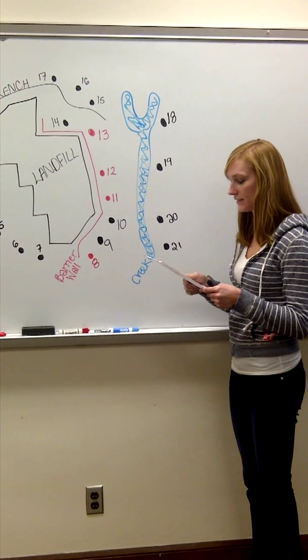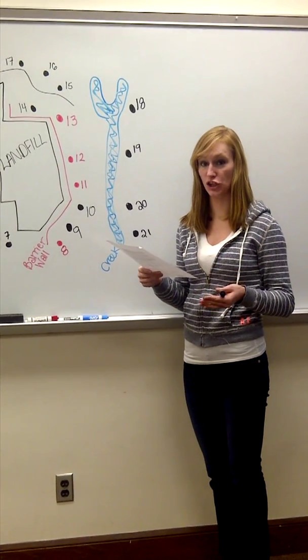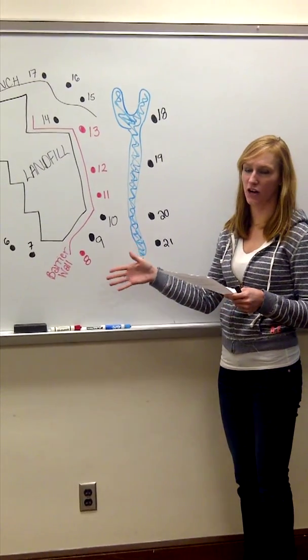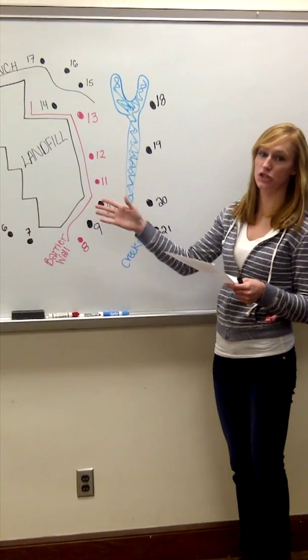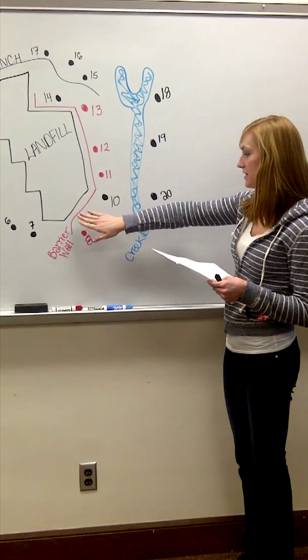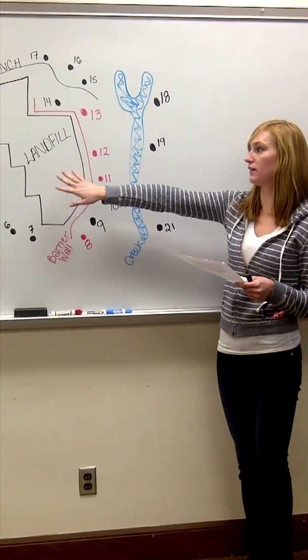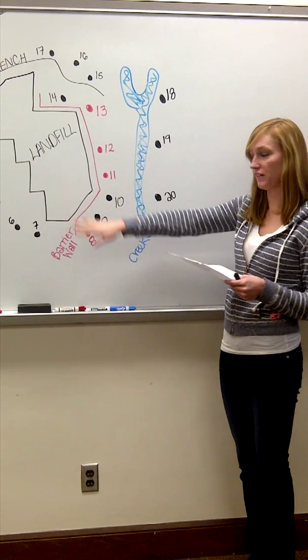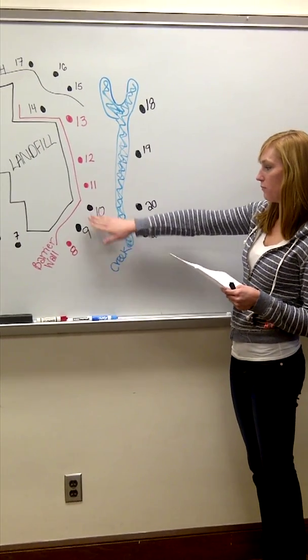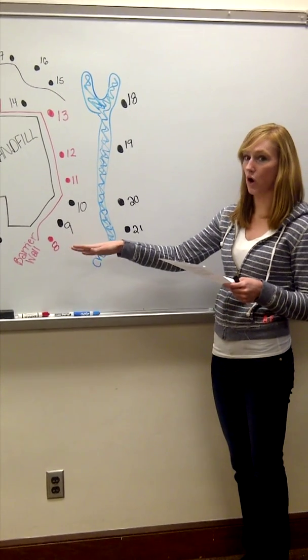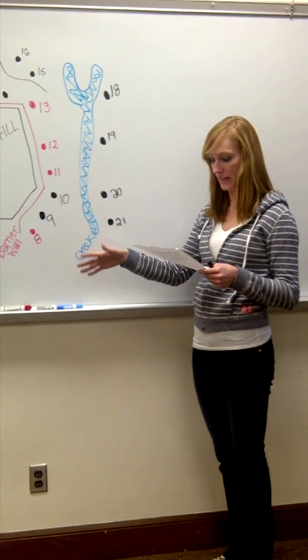So part A asks, what does the test indicate to you? Simply looking at the diagram, you can tell that what the test indicates is the barrier wall isn't doing its job. It's not preventing the toxic chemicals from the landfill from getting into the wells. So the majority of the wells along the barrier wall still have contaminated water in them.